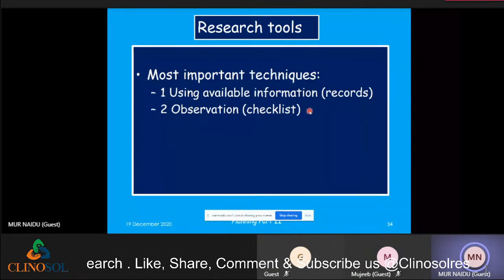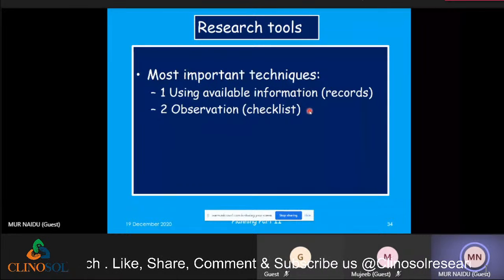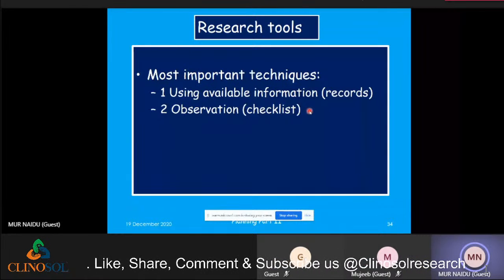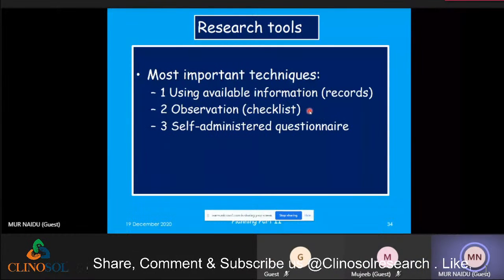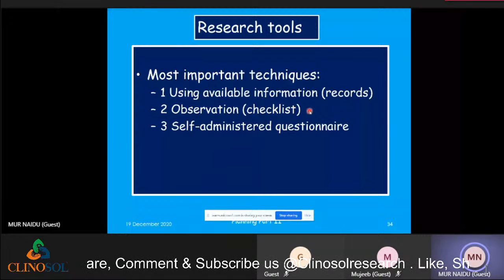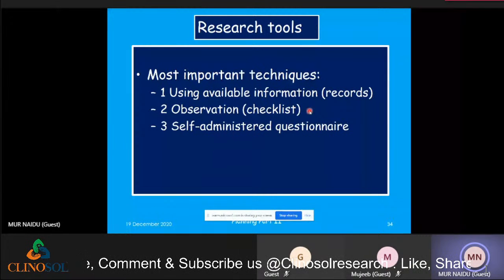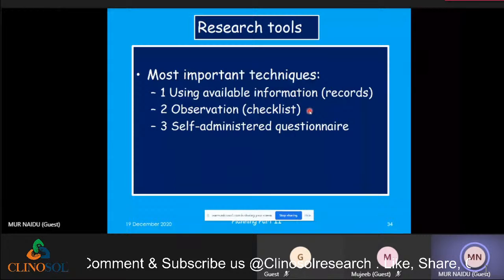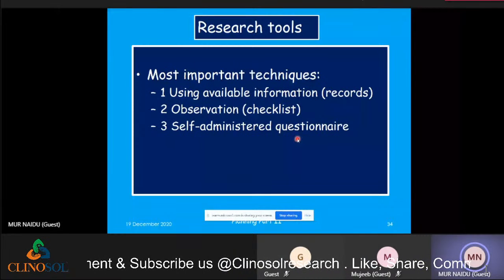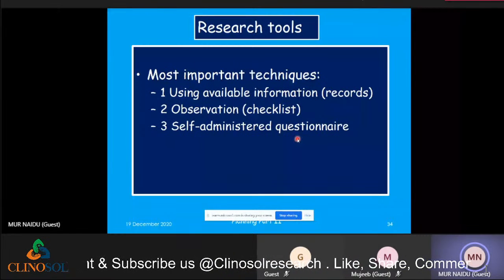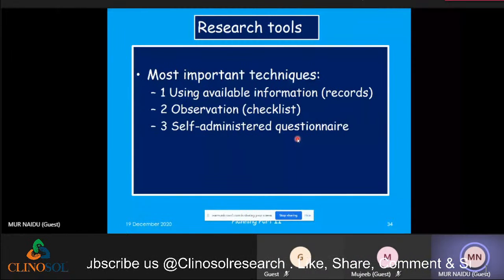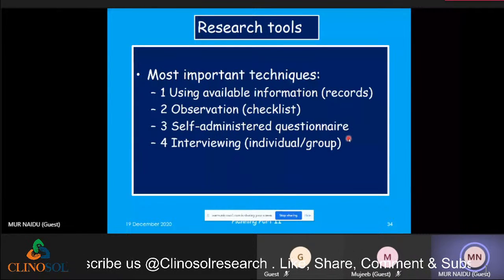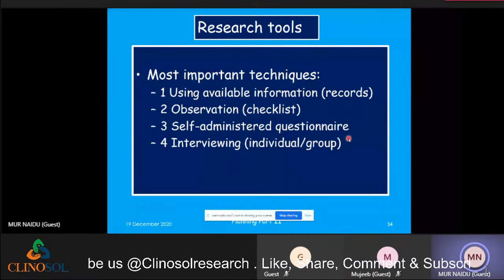Third is the self-administered questionnaire. You prepare a questionnaire and then you give that to the participant and let him or her answer it. Interview. This is very commonly done in many of the studies where you want to collect data, especially epidemiological studies, whether the incidence of anxiety is very high or the incidence of migraine is very high or whatever it is, you have to have an interview and have a group to do the study.